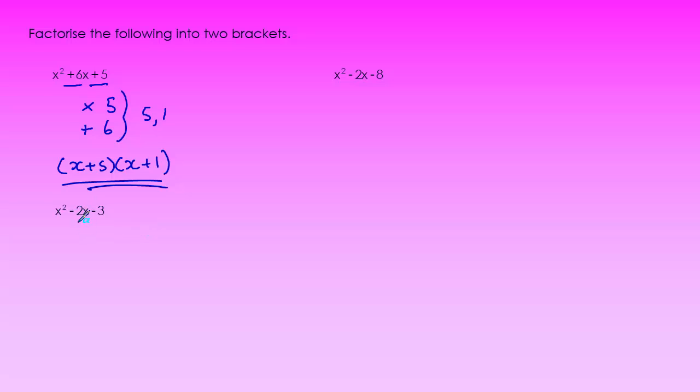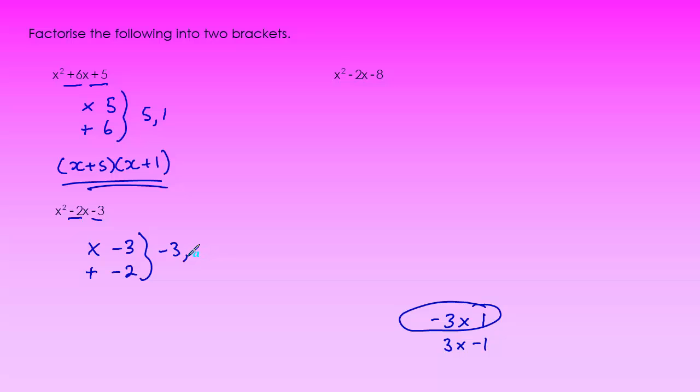Now if we apply the same idea here, we want numbers that multiply to give us negative 3 and add to give negative 2. Now 3 again is prime, so we can only have 3 times 1, but do we want negative 3 times 1 or 3 times negative 1? Well, this one here adds up to give negative 2, so that's the one we want. So negative 3 and 1. So in our brackets we get x minus 3 and we get x plus 1.